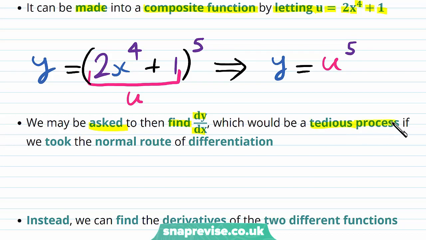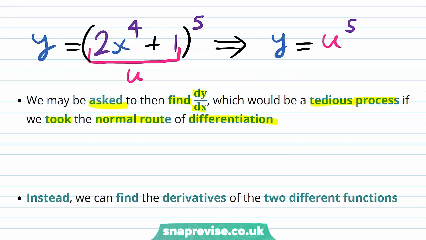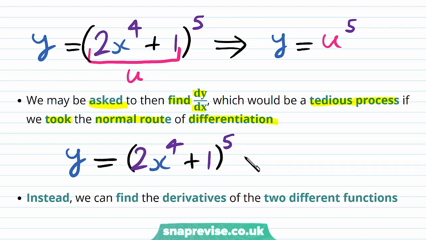Now in general, we may be asked to then find dy by dx, which would be a tedious process if we took the normal route of differentiation. If we were to differentiate this function that way, we would take our y, which is equal to (2x to the power of 4 plus 1) all to the power of 5, and then expand this out, and we would get as our first term (2x to the power of 4) all to the power of 5, and so on. And then we could differentiate all of the terms term by term, and this would give us our result.